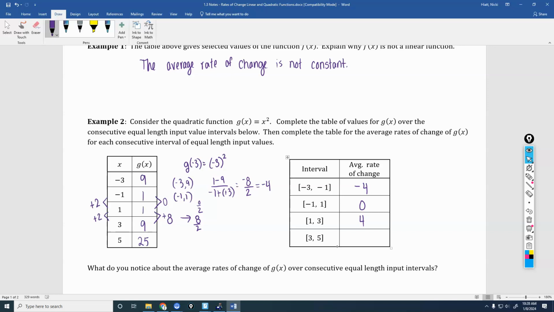Okay, and then the last one, I go from 9 to 25. So we'll see, 25 minus 9 is going to give me 16. And then right here, I just went up 2. That one's the same all the time. So I've got 16 over 2. So I'll get 8 for my average rate of change on that interval.